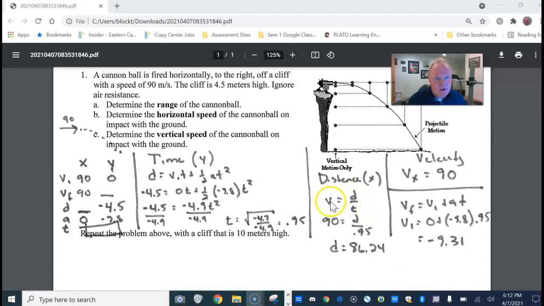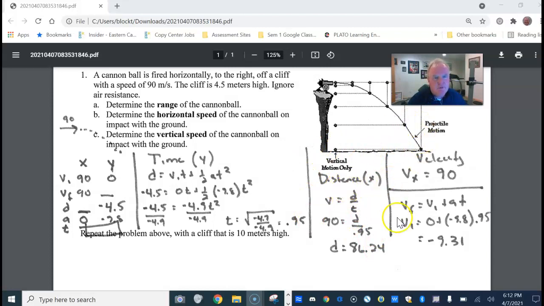All right. Which velocity do we use? Well, we don't use 0. We're following the x direction, so we use the x velocity. 90 equals d divided by t, or 90 equals d divided by 0.95, because we just found that number. If we multiply by 0.95 on both sides, we get the distance, 86.24 meters. That's our range. That's our third column.